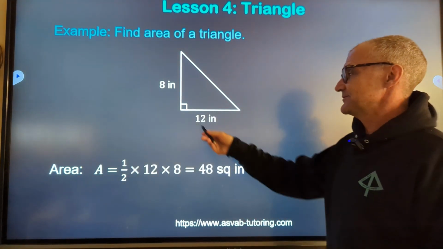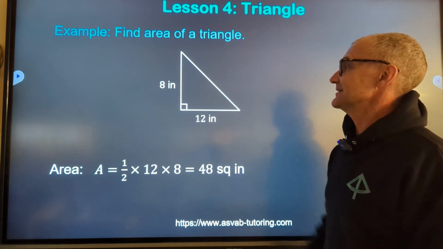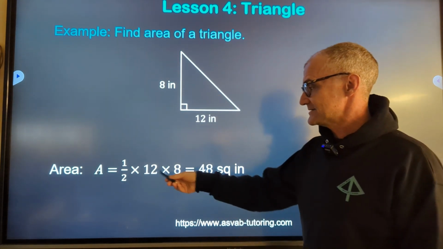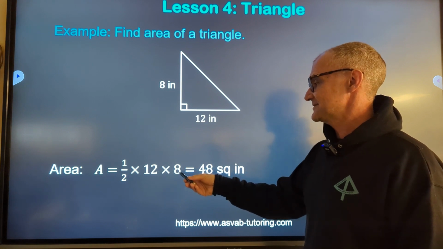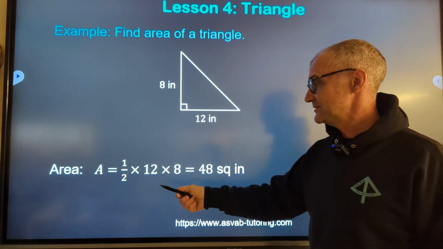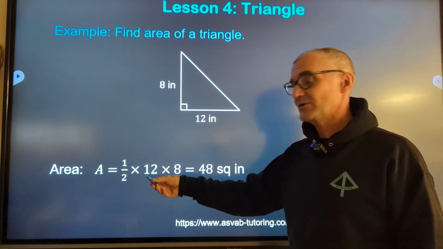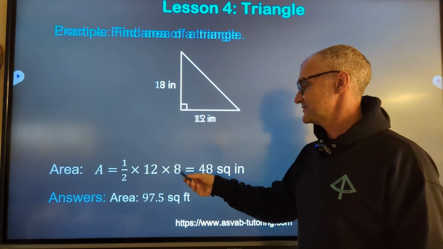So here's an example. If I have a base of 12 and a height of 8, find the area of that triangle. What's going to be base times height, 12 times 8, times that 1/2. And multiplication is commutative, so you could do it in any order you want. You could do 1/2 times 12, which is 6, 6 times 8.